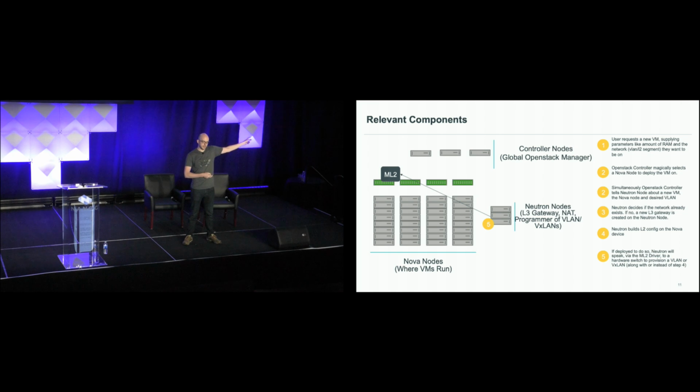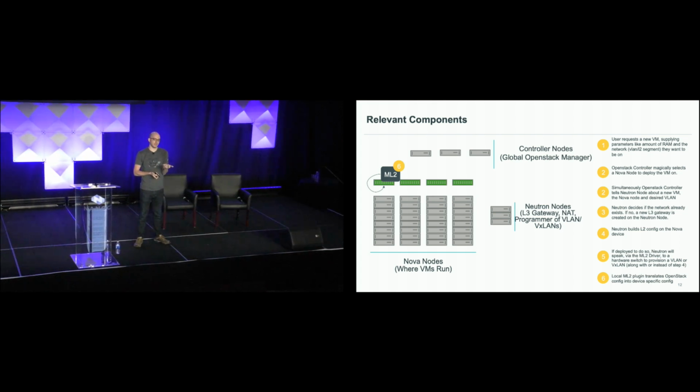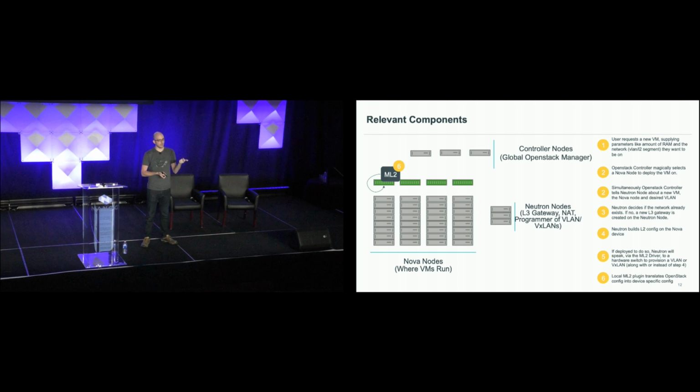If I've deployed ML2 because I want to do something with my top of rack switches as well, the Neutron node will also, either alternatively or at the same time, and we'll go into some of these options in a minute, speak through ML2 directly to that physical switch, whether that's top of rack, end of row, leaf spine, whatever you want to call it, and provision those VLANs or VXLANs there. ML2 will then translate that API call into device-specific configuration. Because Openstack doesn't speak iOS, Openstack doesn't speak Junos, Openstack speaks Openstack. ML2 is the translator from Openstack to device config.